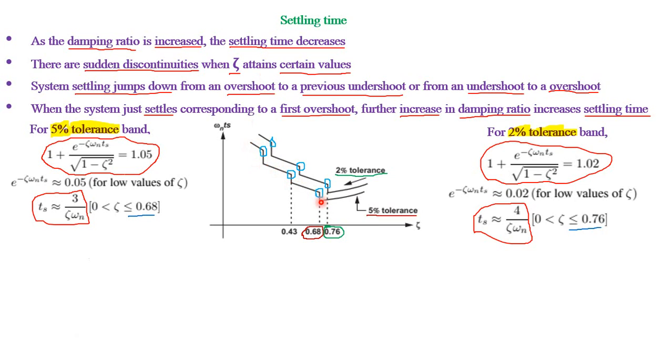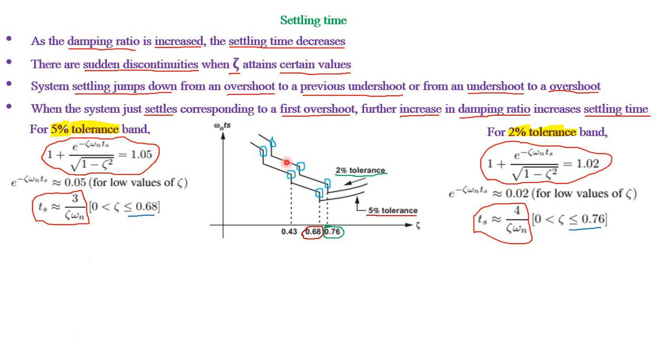When it comes to the first overshoot, when the system starts to settle down in the first overshoot itself, thereafter if you try to increase the damping ratio, it will already be within the band. Therefore, when the damping ratio is increased, it is almost dictated by rise time. So it will increase. Settling time will increase. Similarly for the 2% tolerance band also, like this.